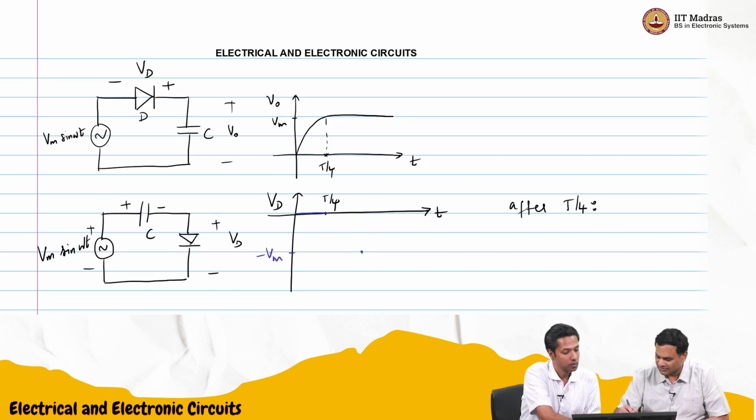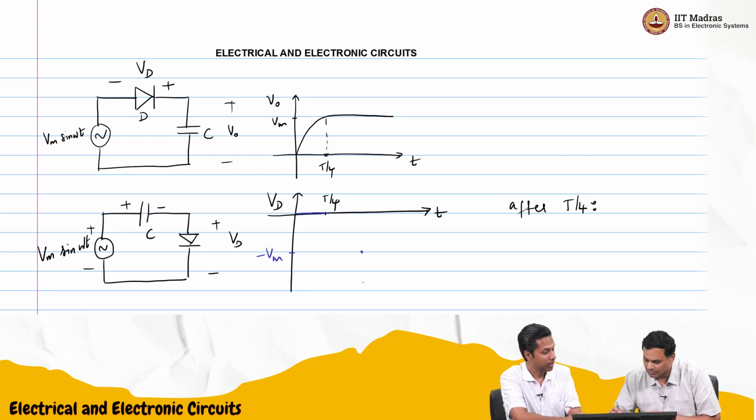Correct. So this will be minus VM. And if I wait for another T by 4, at 3T by 4, I'll get 1 VM from this, and it looks like it'll go to minus 2 VM. We will mark that VS direction during the negative cycle.